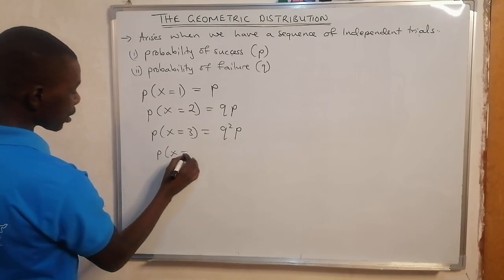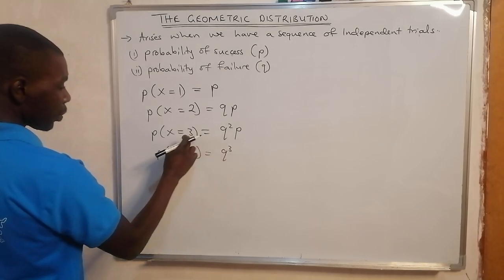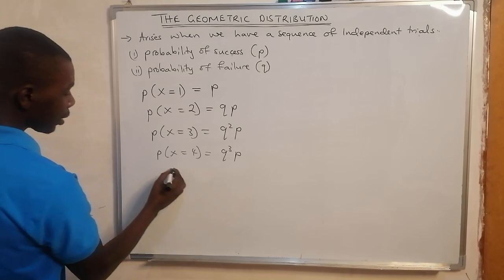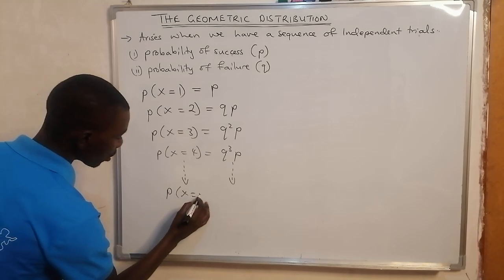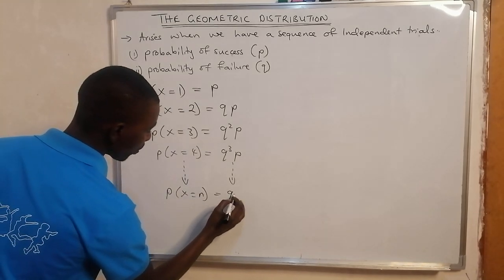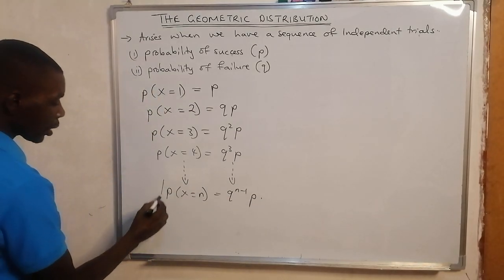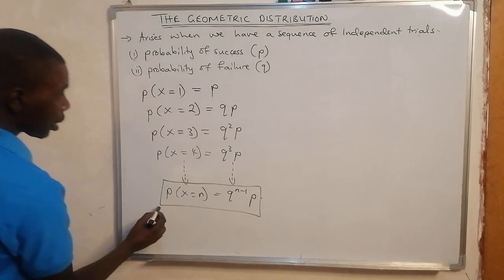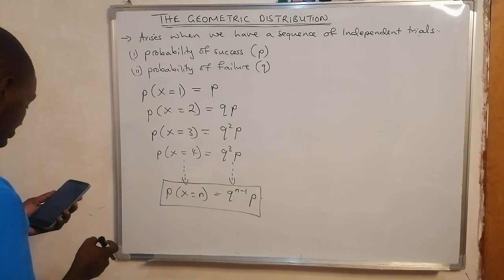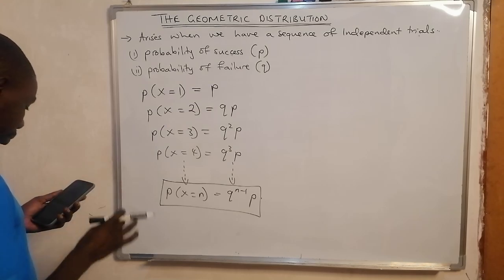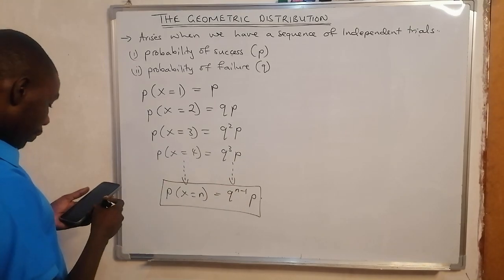If it is P of x equals to 4, we use Q to the power 3. 4 minus 1 we get 3, 3 minus 1 we get 2 times P. Therefore, in general, if we have P of x equals to n, we use Q to the power n minus 1 times P. Right, so that will be our general formula for geometric distribution, where n is 1, 2, 3, 4, 5.